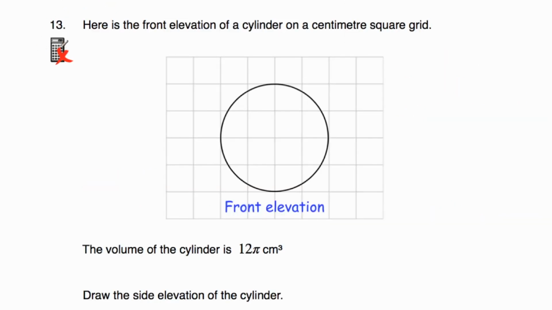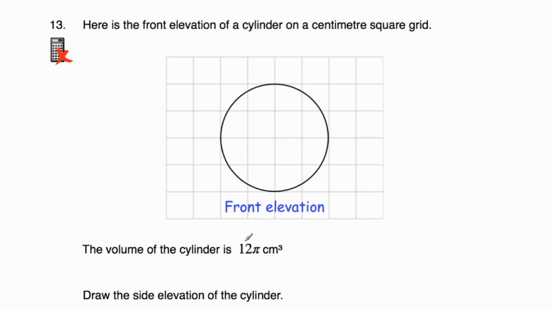Okay, let's have a look at question number 13. So question number 13 says, here's the front elevation of a cylinder on a centimetre square grid. So we've got a cylinder and this is its front elevation. So this is it as we're looking straight at it. So it's laying down, because if we look at it and it's a circle, the cylinder must be laying down. Imagine if we had a Pringle can and we were looking at it directly and the picture of that front elevation was a circle, that means that it would be laying down. Maybe a giant Pringle can that we're looking at. Okay, but if the front elevation is a circle, the cylinder must be laying down.